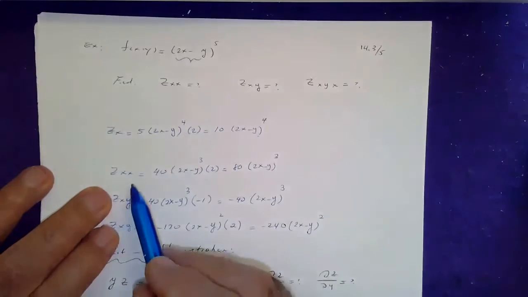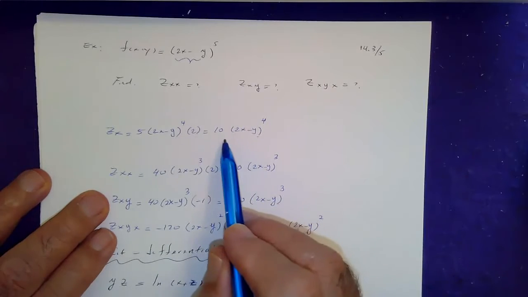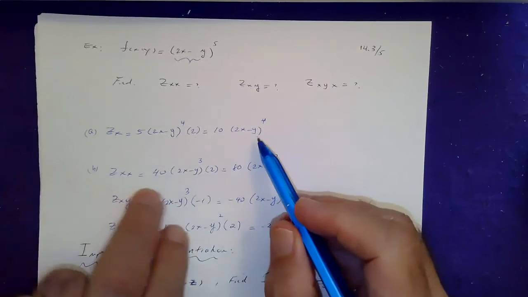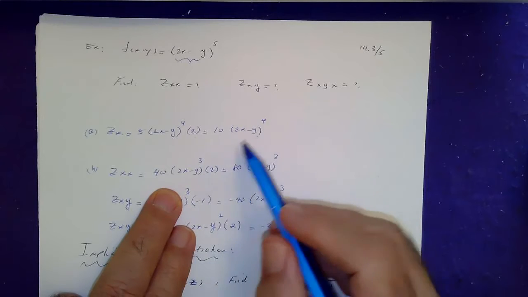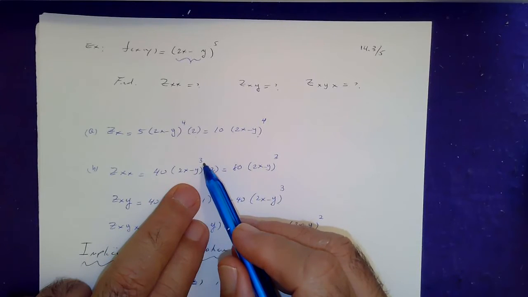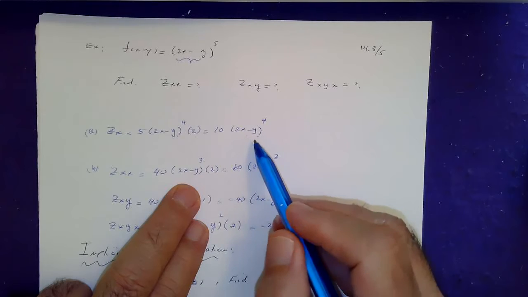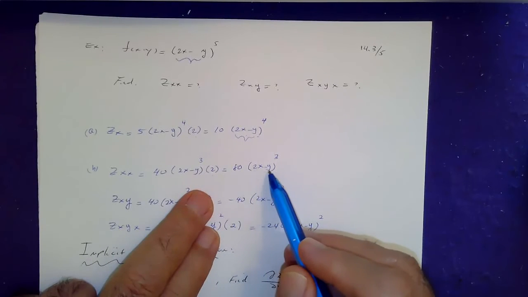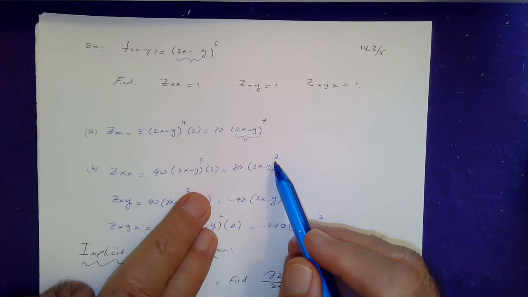Now to find zxx, you take the partial derivative of part A one more time with respect to x. That would be 10 times 4, which is 40, times (2x minus y) to the third power. Don't forget, the partial derivative of 2x minus y is 2. So you get 80 times (2x minus y) cubed.